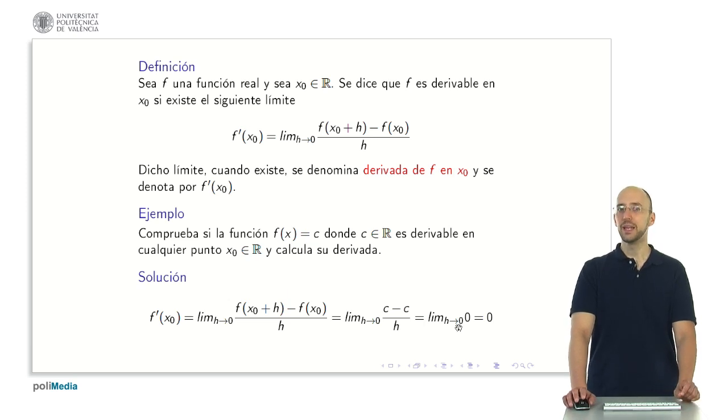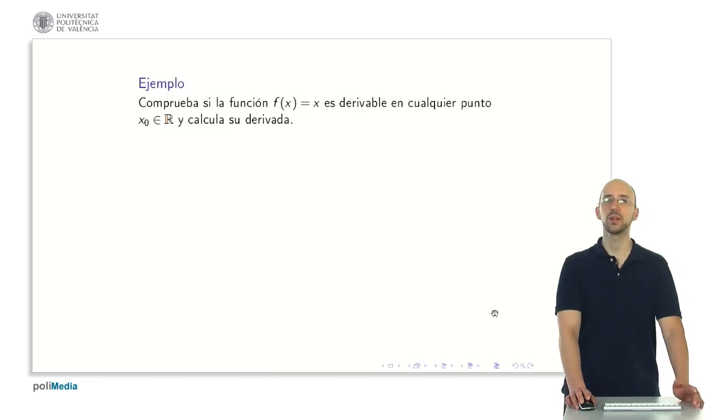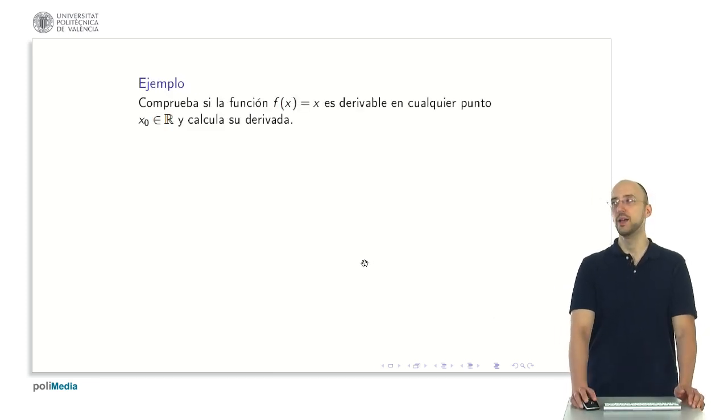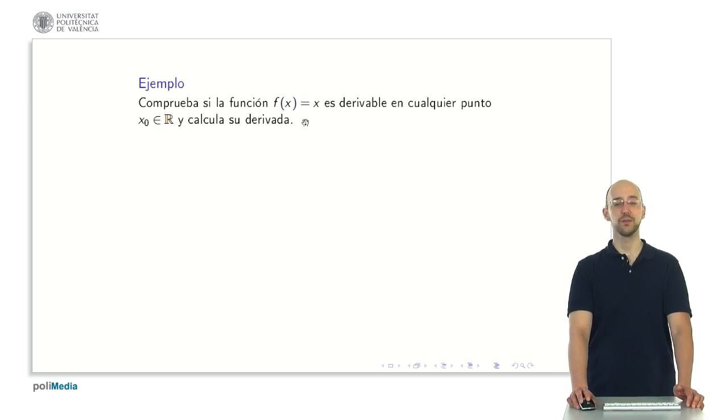So what do we have? The derivative of a constant function, no matter what the value that c has, is always equal to 0. Remember it, as it is a very important rule. Let's see another example. Now we also take a function that is very simple, which is the function f of x is equal to x.